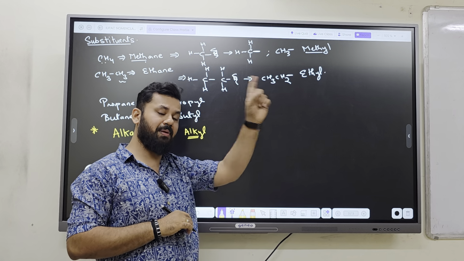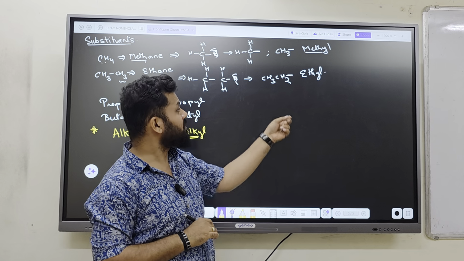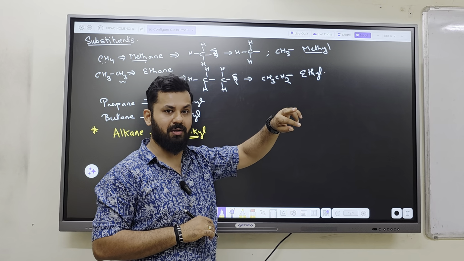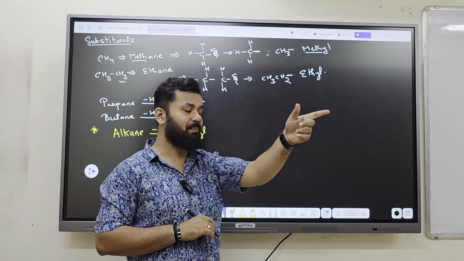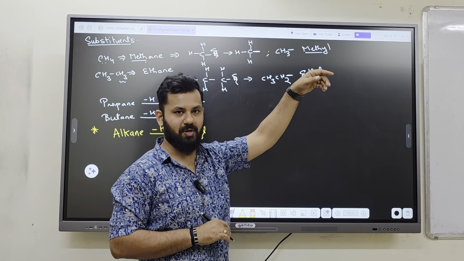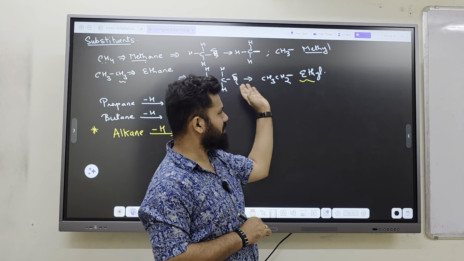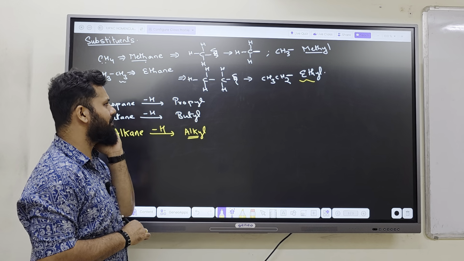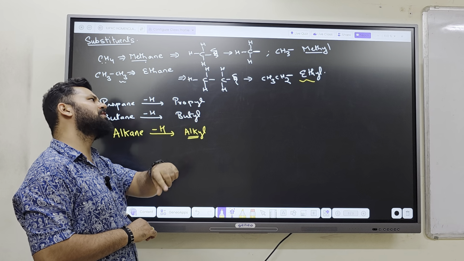For example, let us say that I have two substituents, methyl and ethyl. Then how would they be written in the secondary prefix? First ethyl would be named, then methyl. Why? Alphabetical order. If you look up these two words in a dictionary, the word ethyl would occur before methyl. In ABCD, E comes before M. That's called alphabetical order.